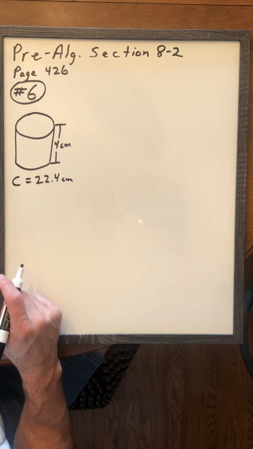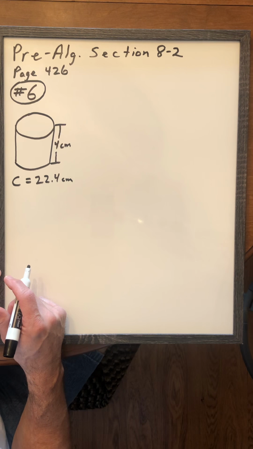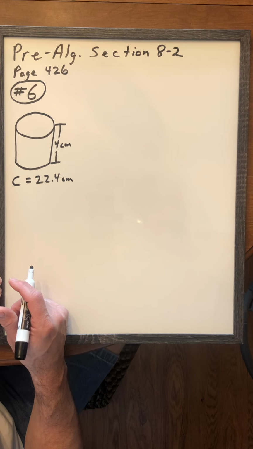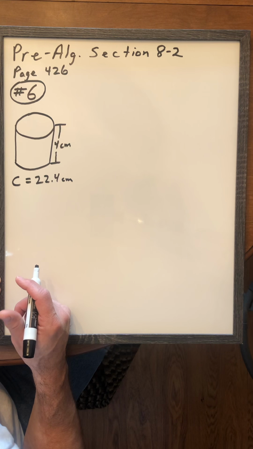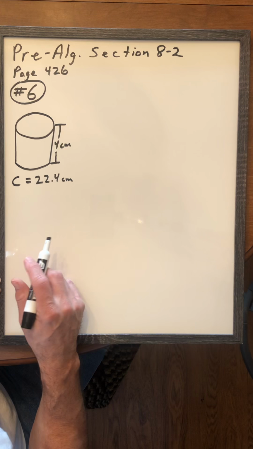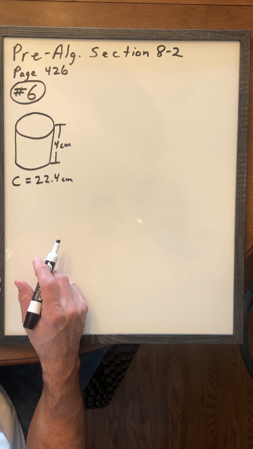Okay, this is section 8-2, page 426. This is number 6. It is on your homework. We're going to go through, and what they are wanting to find on this particular problem is the volume of the cylinder. We're going to use 3.14 for pi, and it also wants you to round it to the nearest tenth.